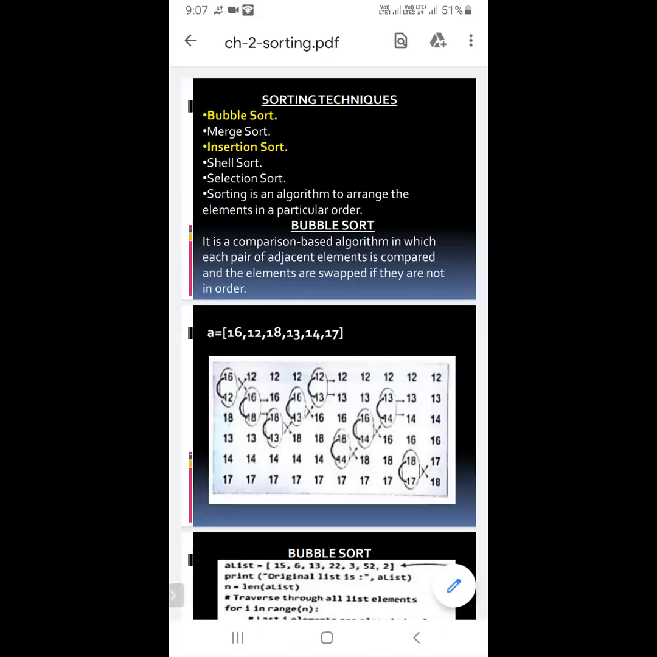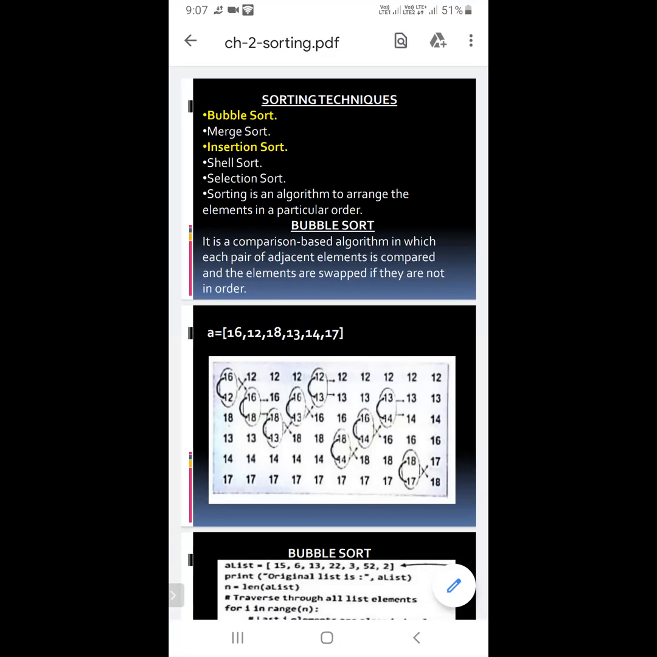Yesterday we discussed the sorting technique. There are many types of sorting, especially in Python. Five types are there, and among them we are going to discuss only the two that are in our syllabus: bubble sort and insertion sort. Sorting is an algorithm to put the data in a certain order, either ascending or descending. That's the use of sorting.